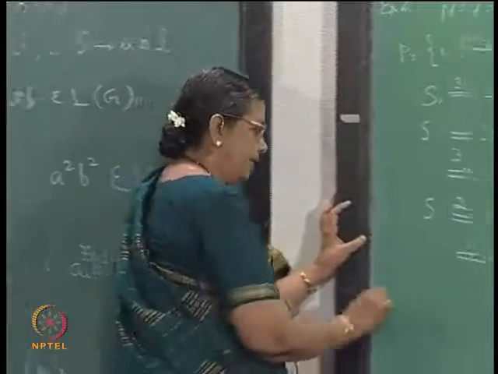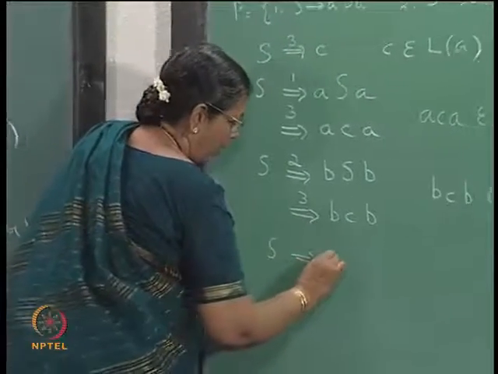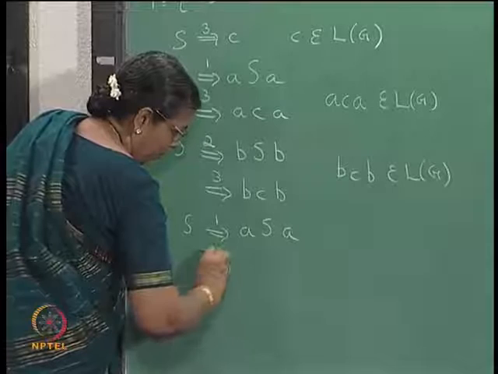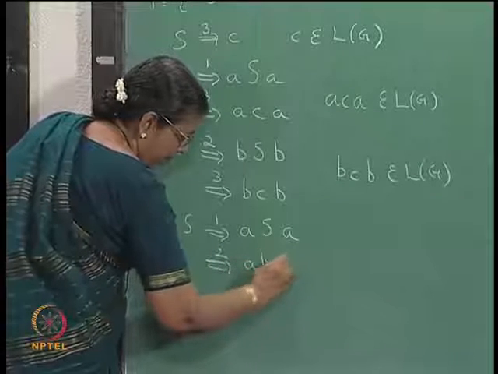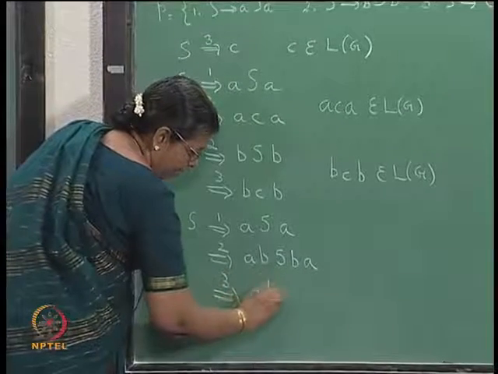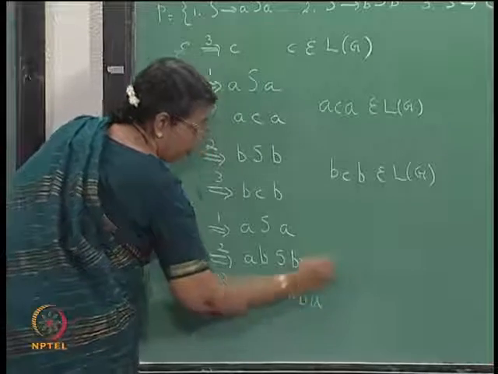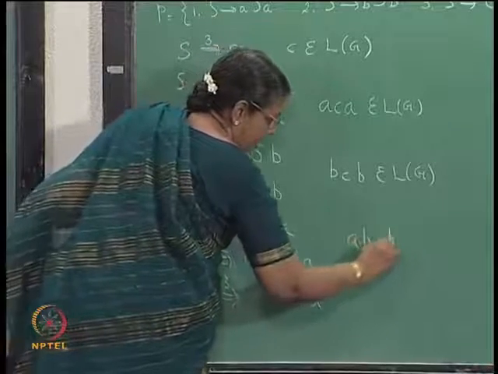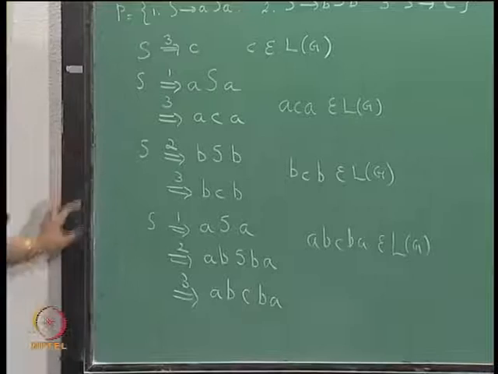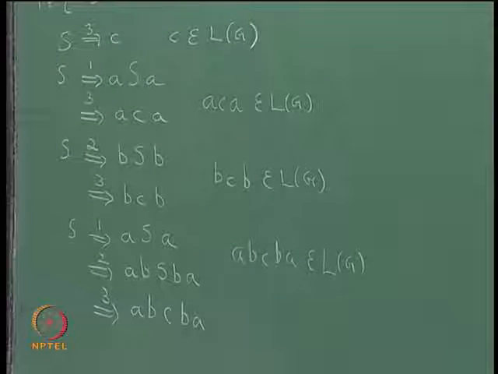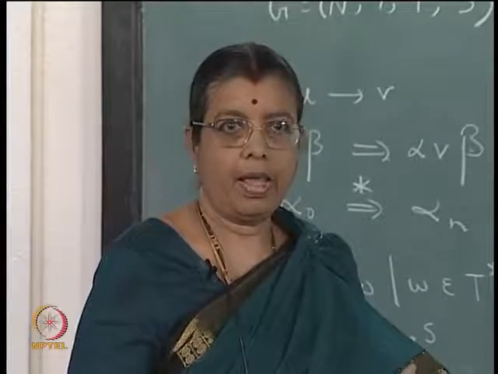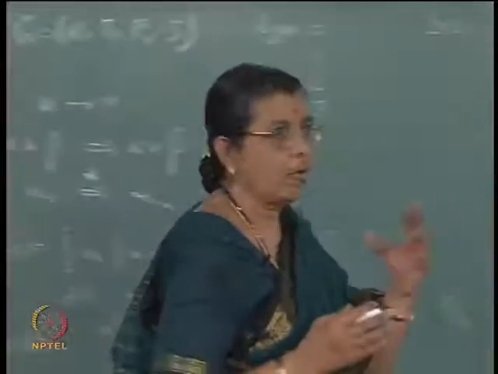So, B C B will belong to the language. Now, starting from S, you apply rule 1, then apply rule 2, then apply rule 3, you get A B C B A. So, A B C B A will belong to the language. Now, what sort of strings can be derived in this grammar? So, first you can apply rule 1 or rule 2.